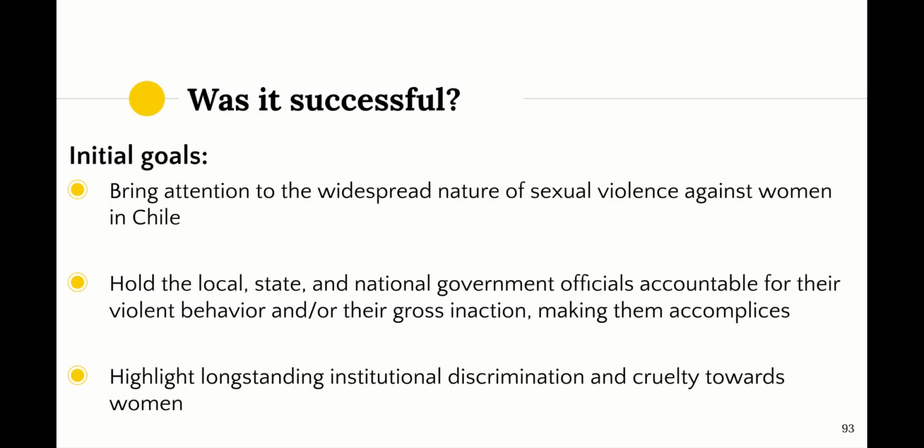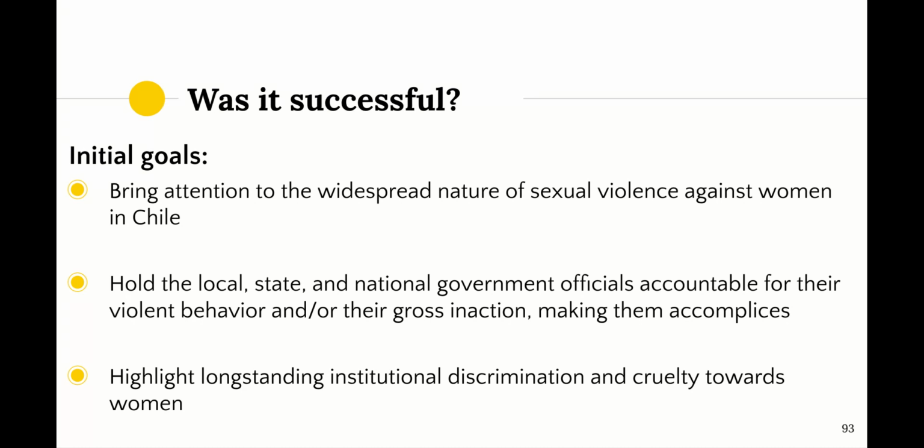So was it successful? Let's look at their initial goals. One of their goals was to bring attention to the widespread nature of sexual violence against women in Chile. They wanted to hold the local, state, and national government officials accountable for their violent behavior and or their gross inaction. When I say gross inaction, I mean that the president didn't come out after the violence against women in October to do anything about it.